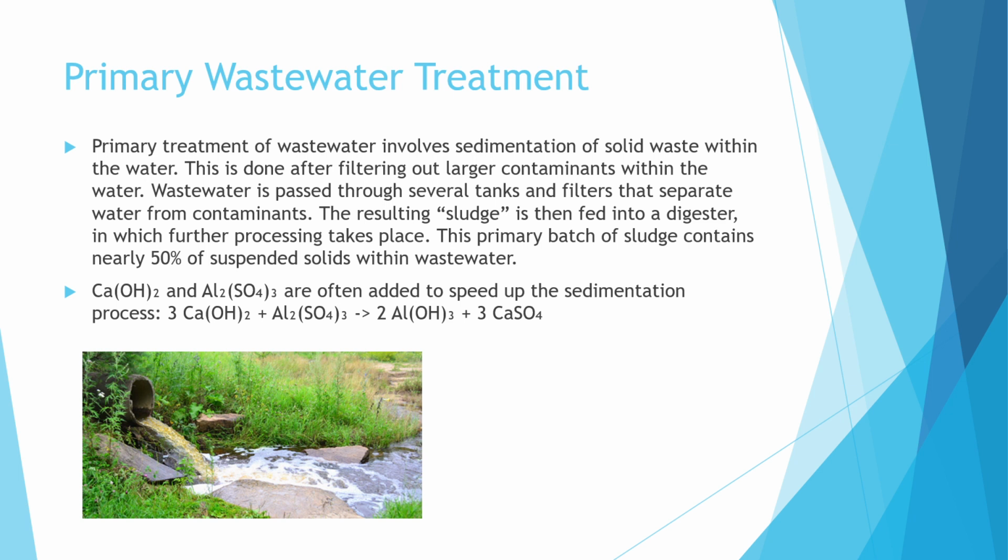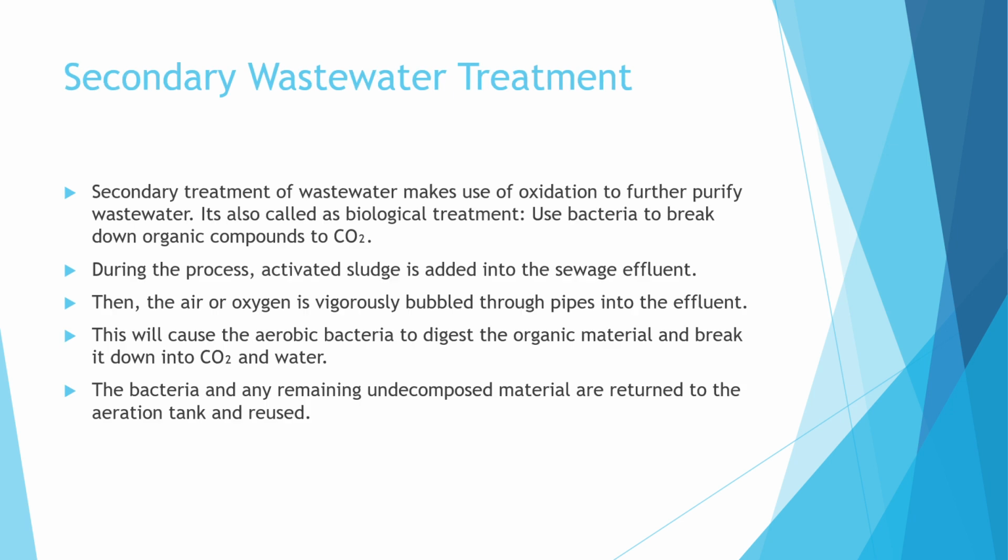The wastewater is passed through several tanks and filters that separate water from contaminants. The resulting sludge is then fed into a digester, in which further processing takes place. This primary batch of sludge contains nearly 50% of the suspended solids within wastewater. Calcium hydroxide and aluminum sulfate are often added to speed up the sedimentation process. The equations are shown below.